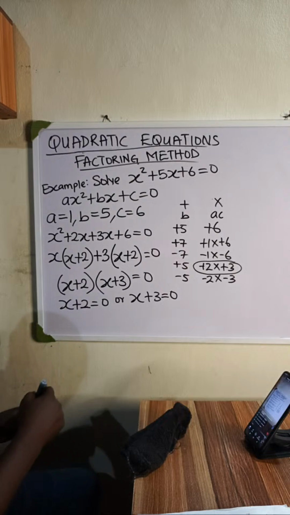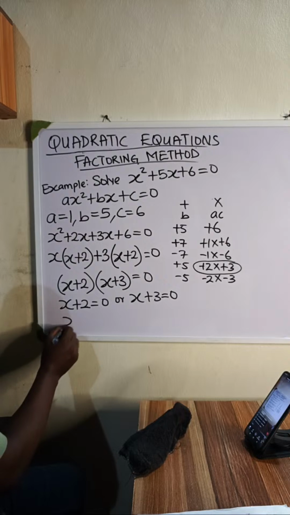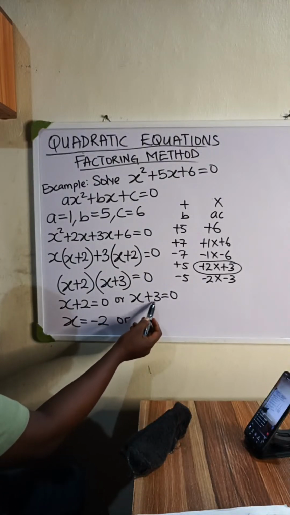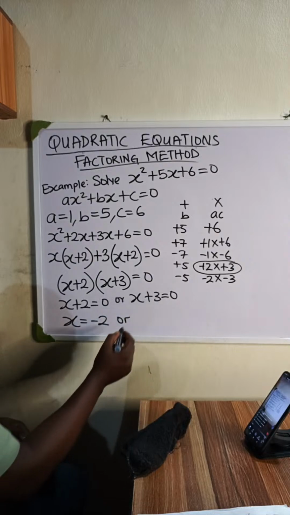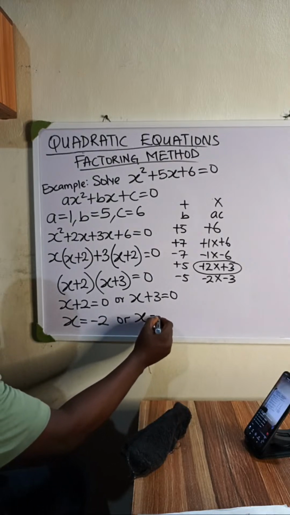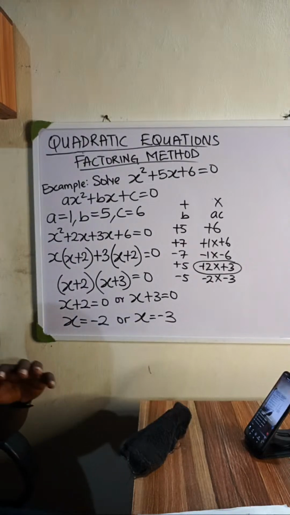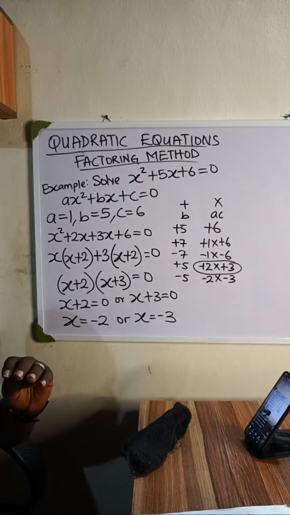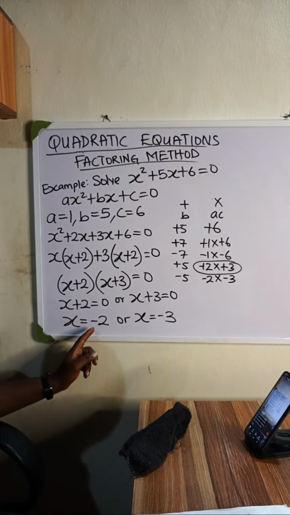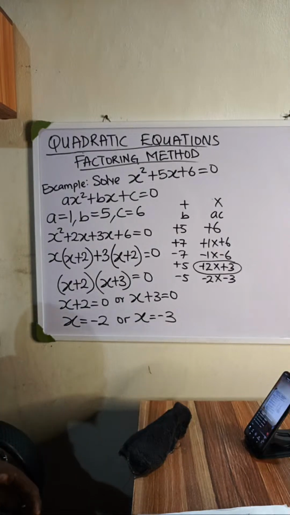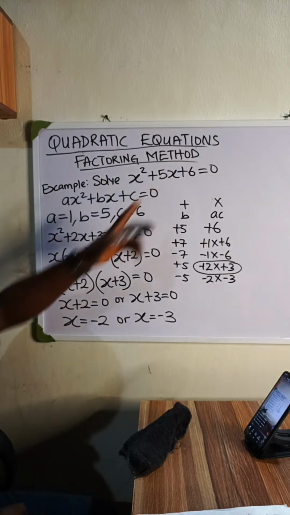Okay, so when we move plus 2 to the right, it becomes minus 2. So therefore, x is equal to minus 2, or plus 3 moving to the right, it becomes minus 3. X is equal to minus 3. So this becomes the two possible values of x. It's either x is equal to minus 2 or x is equal to minus 3. So these are the two solutions to this quadratic equation.